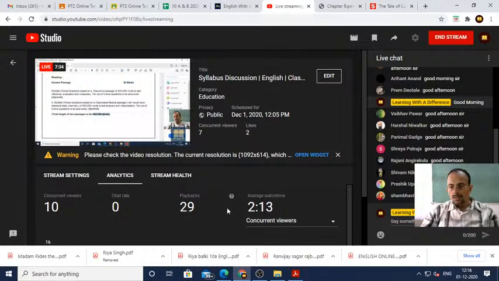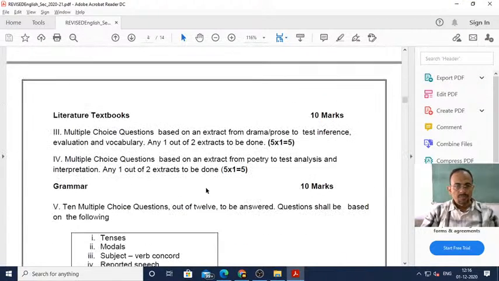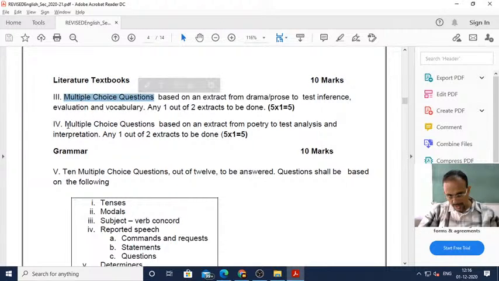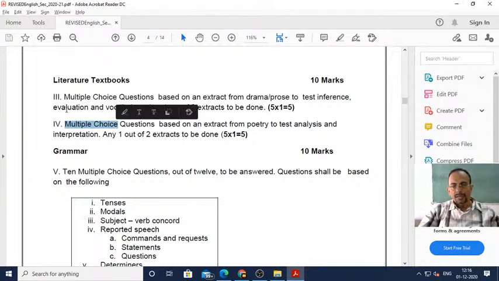Now let's switch to the next part, the multiple choice part. Reading you have completed, and then you will get grammar and literature also. They have given literature first here. Let us see the literature section. Here also you shall have multiple choice questions. There will be 2 extracts, and you shall get 5 multiple choice questions from each extract.